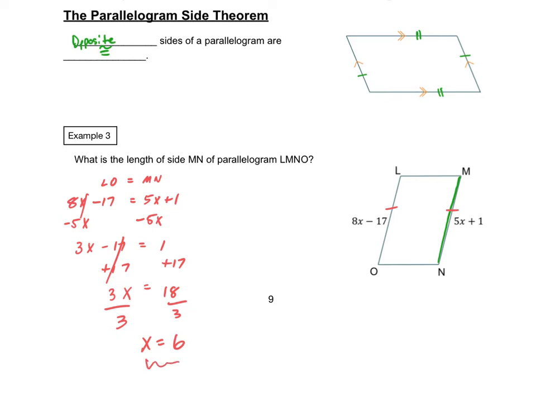Well, x is not MN, but what I can do is take the value of MN. So MN is equal to 5x plus 1. Substitute in the value of x, so I have 5 times 6 plus 1, which is 31. So the measurement of MN is 31, we don't know what, but 31 units. So again, using some of these theorems to solve for problems. Look back through your examples as you are working on today's assignment.